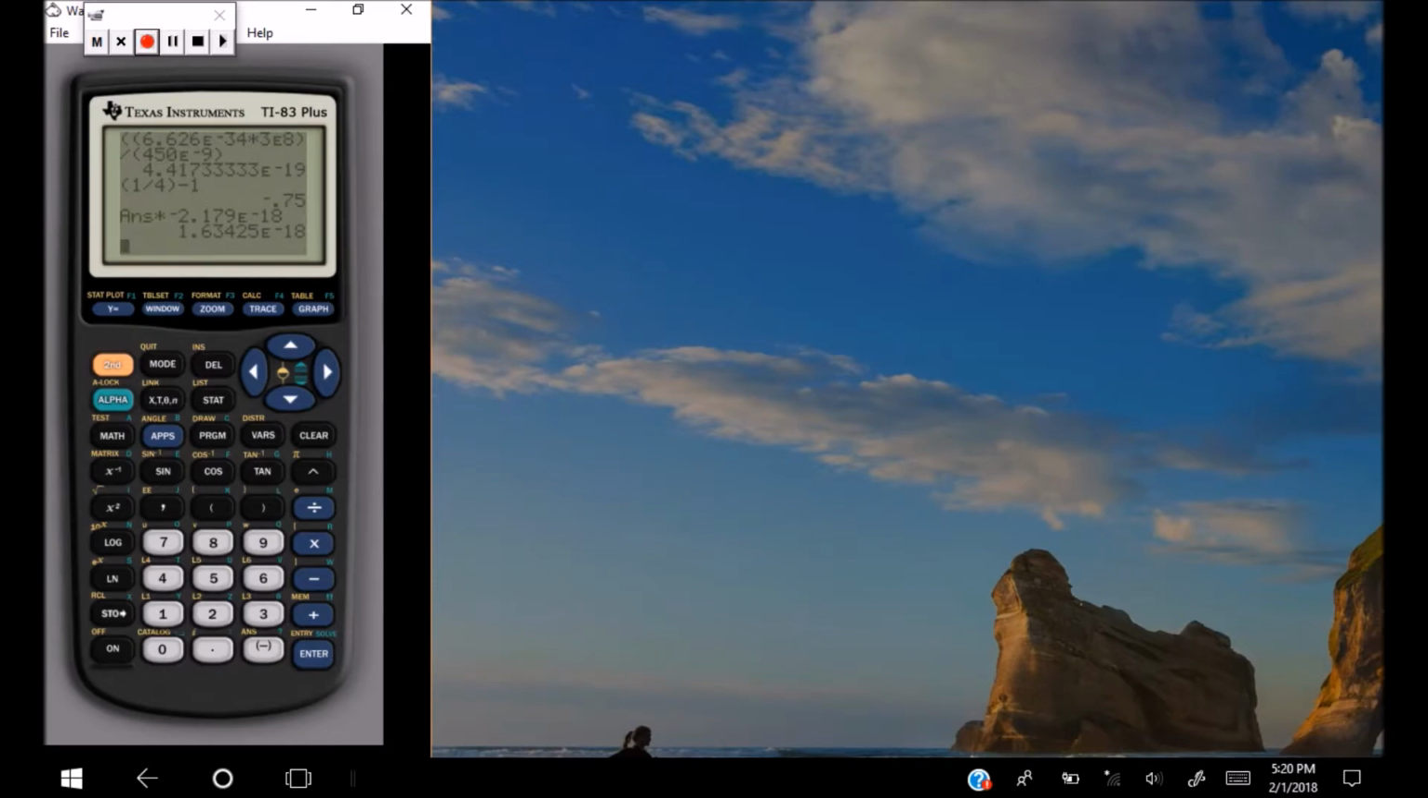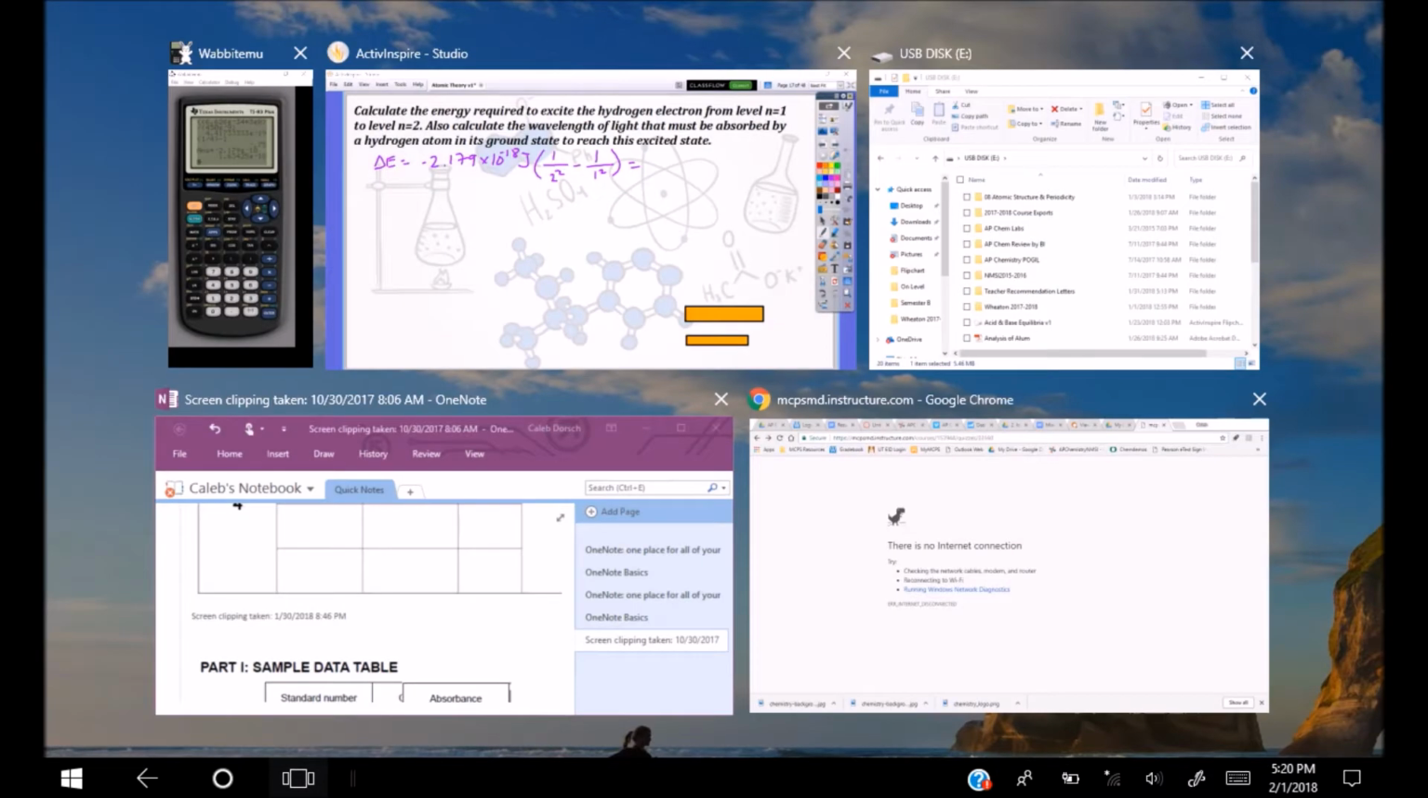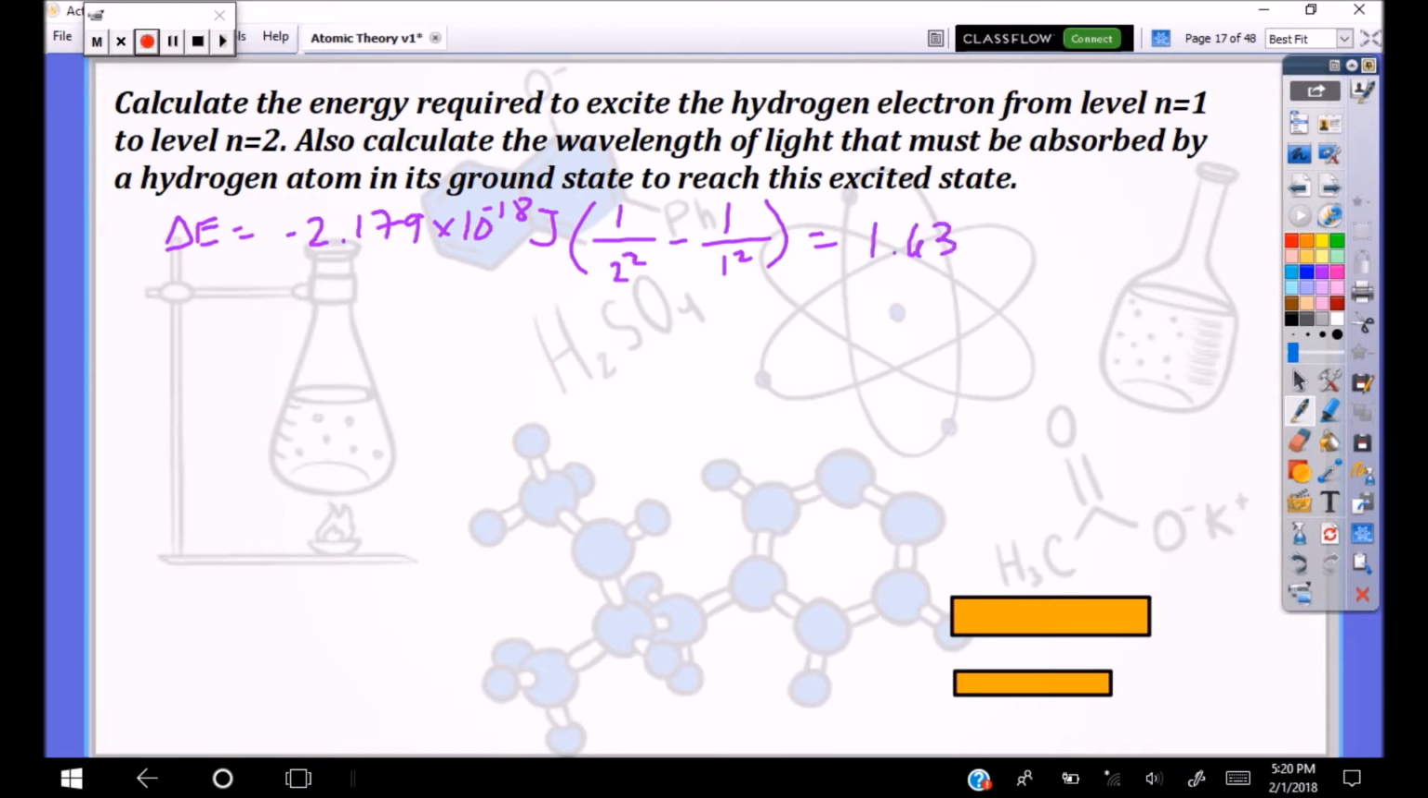All right, I get 1.63 times 10 to the negative 18th joules. So I know that's how much energy it will take me to go from n equals 1 to n equals 2. Now I also know that that energy is going to be proportional to the wavelength that the hydrogen atom must absorb. So I know I can then use this equation.